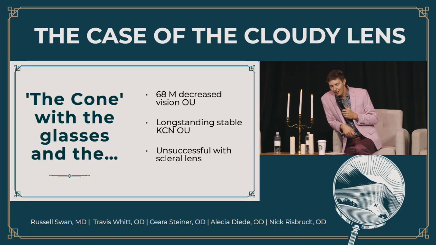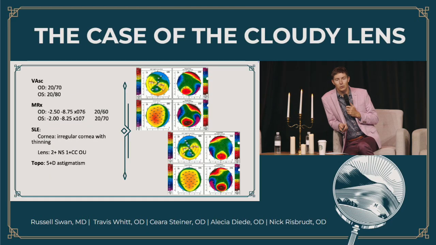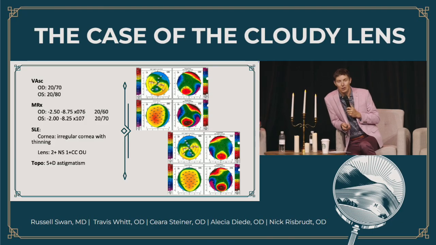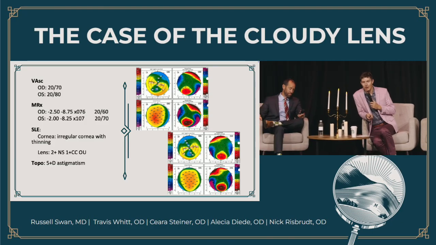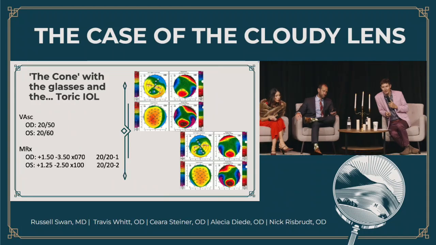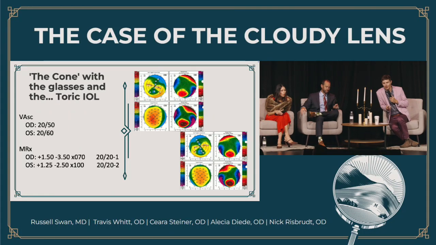So this patient is a cone, a 68-year-old man with decreased vision in both eyes. Sarah, I'm going to throw this one your way. Long-standing stable keratoconus, known about it for 30 plus years, not progressing, unsuccessful with scleral lenses, visual acuity 20/70 and 20/80, 8 diopters of manifest refraction but only about a line of improvement, 2+ nuclear sclerotic changes, irregular cornea with thinning. You can see the topographies there.